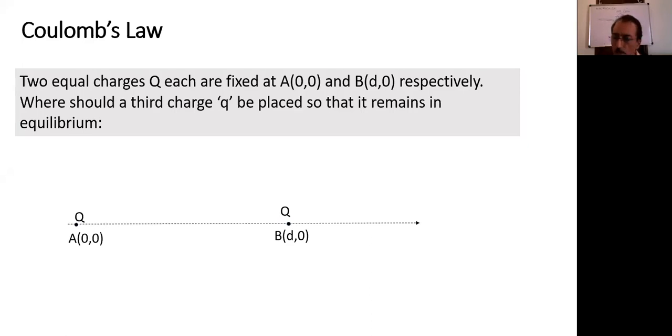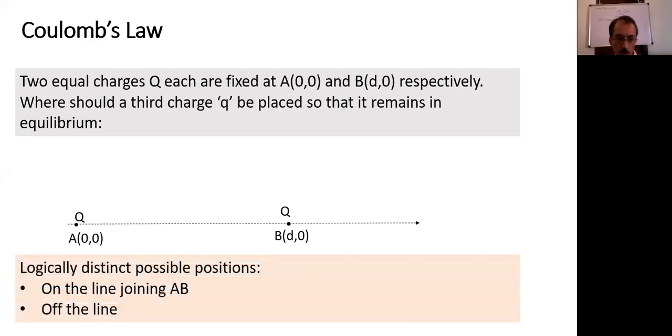See, when we say where should it be placed, it means you could have placed it anywhere in space. So logically, which are the distinct possible positions? Distinct possible positions are on the line joining AB, and second is off the line joining AB. We have divided the space into two parts. So can you check, is it possible to place it somewhere which is not on the line and still the net force on the charge be 0?